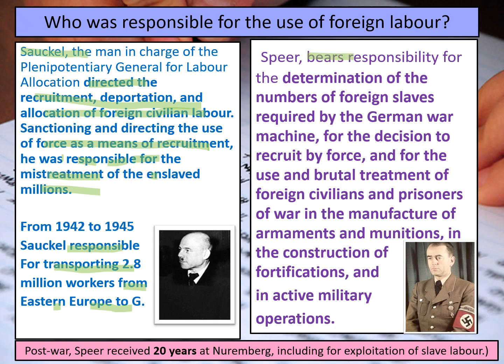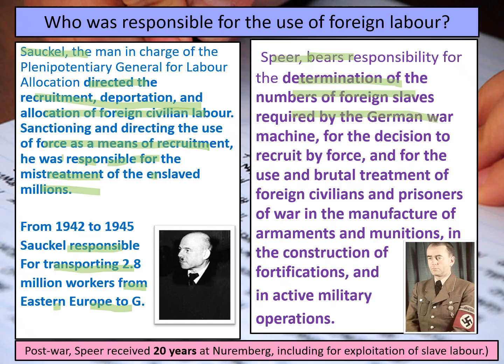Speer definitely also has played an absolutely crucial role in this. For instance, as his job of being the Minister for Armaments and being in charge of the Central Planning Board, he ultimately is the person that was in charge of Sauckel. He determined the number of foreign slaves that were required by the German war machine.